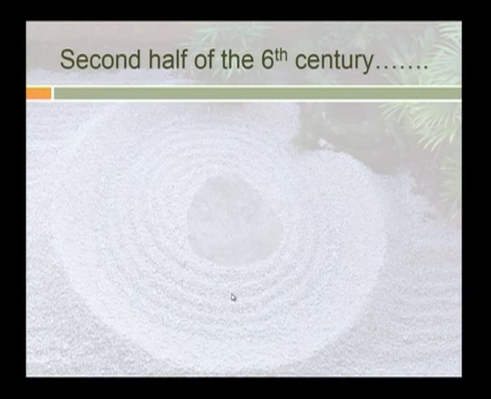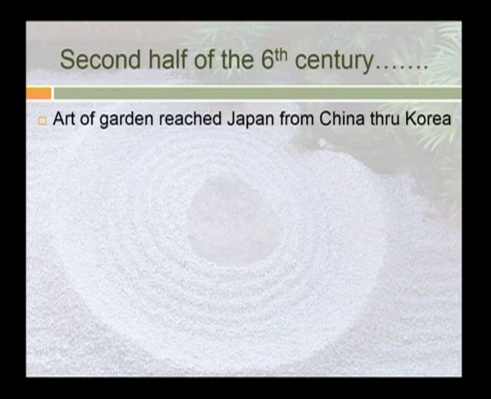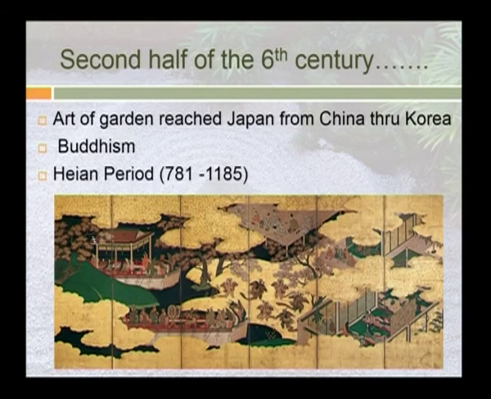In the second half of the 6th century, art of garden reached from China through Korea to Japan, and Buddhism also reached at the same time. So, in the Heian period, rich aristocrats built themselves a garden with lakes and islands in their palaces.